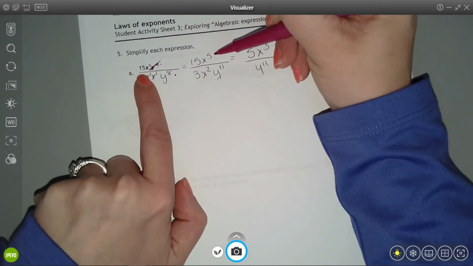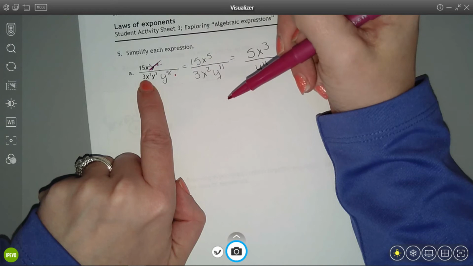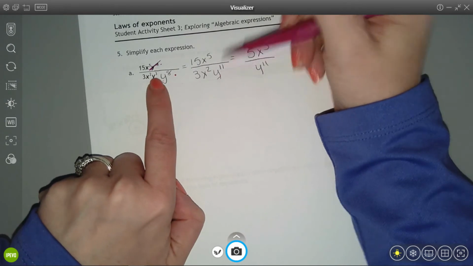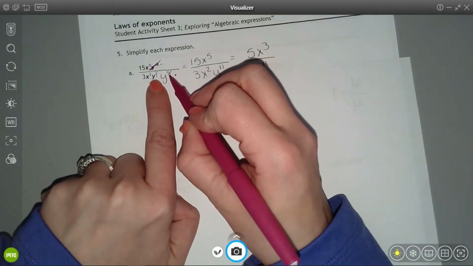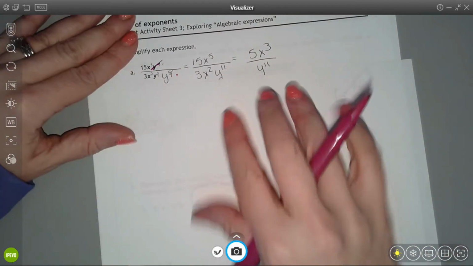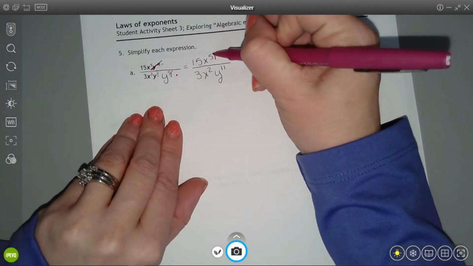I have 15x to the 5th on top. On the bottom, I have 3. I have an x squared. And then I have 3 and 8 y's to make a total of y to the 11th. Okay, now clean up top to bottom here.